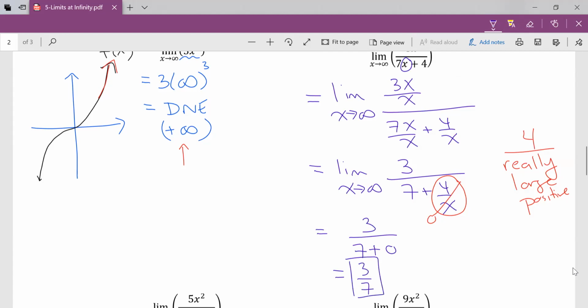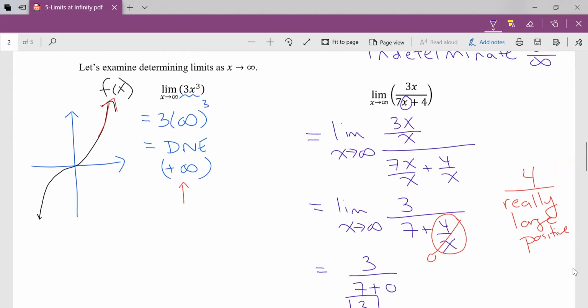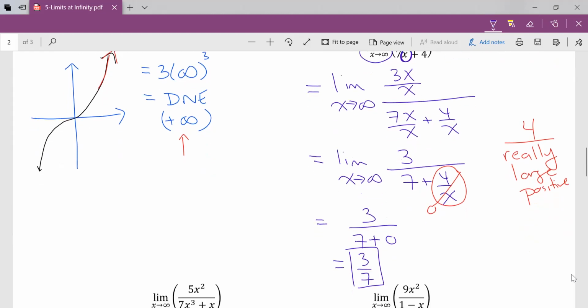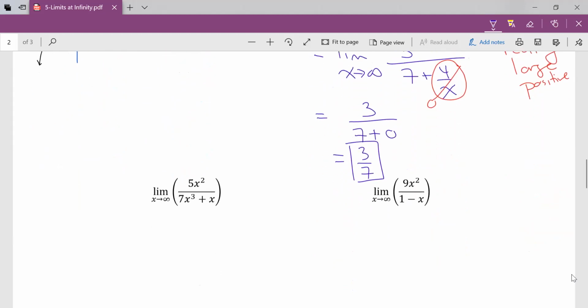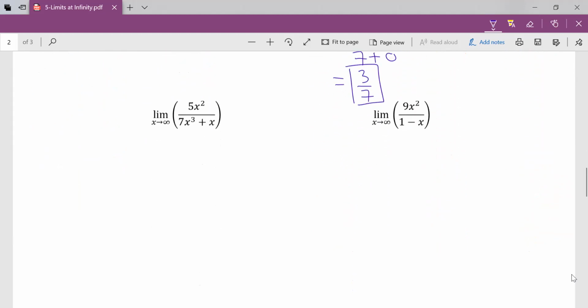So when we've got a rational function like this, what we will do is divide by the largest power in the denominator. And what we actually just found, if you think back to Math 30-1, is the horizontal asymptote of this graph. A horizontal asymptote is what happens as x goes to infinity. We'll talk about graphing later on in this course. Okay, let's try that again.